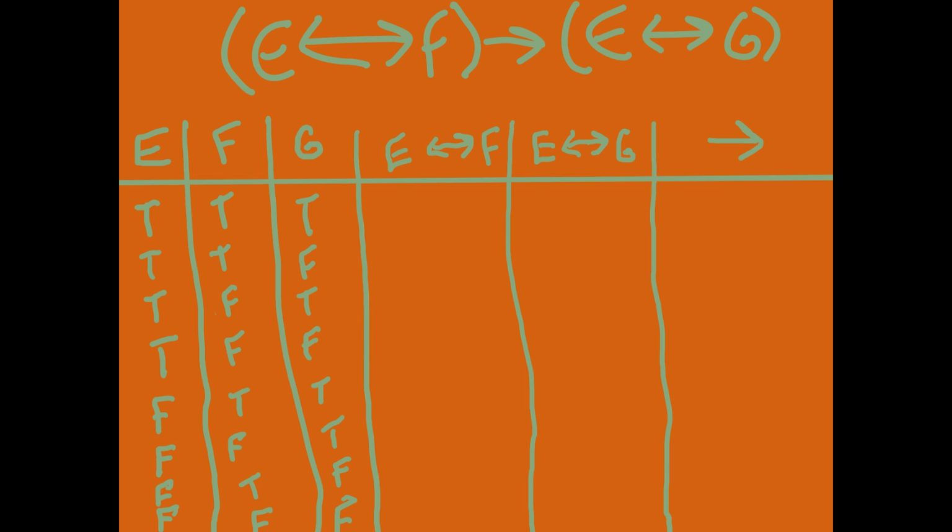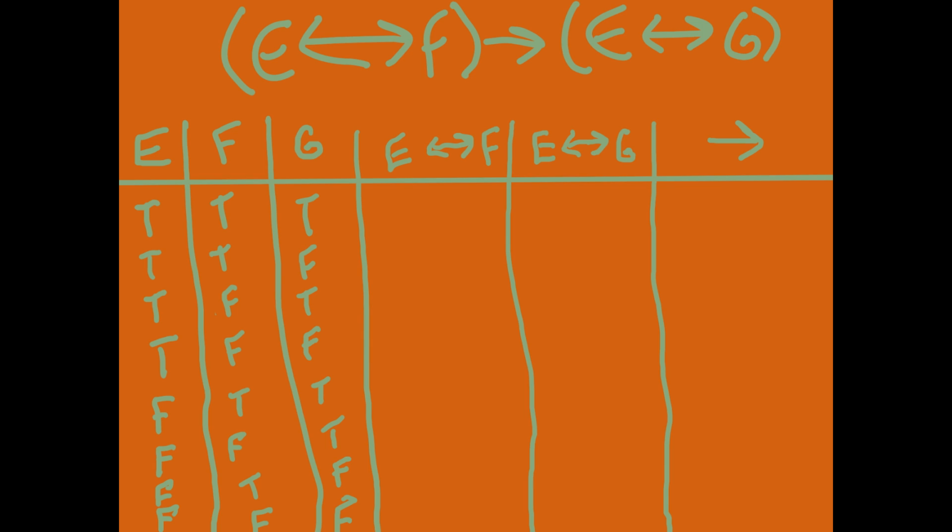E is true, F is false, G is false. E false, F true, G true. E false, F false, G false. E false, F false, G true. And E false, F true, G false.